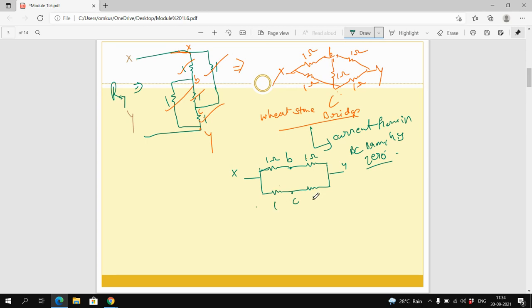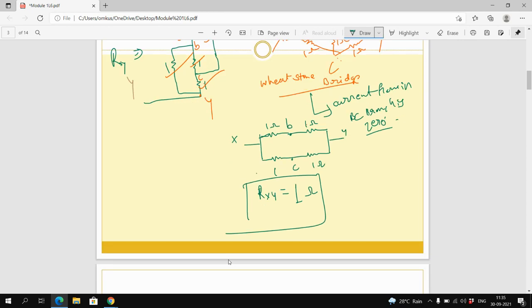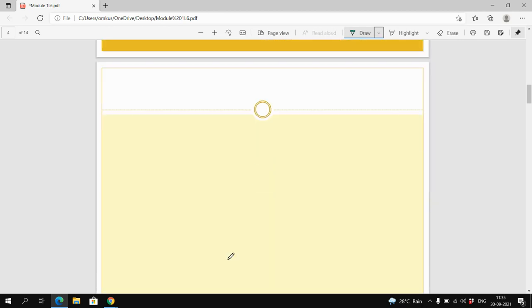Now calculate this. You will get 1 plus 1 connected in series, so this is 2 ohm, and this is also 2 ohm, and these 2 and 2 are connected in parallel. So the net equivalent resistance between the xy nodes is 1 ohm, okay? I hope this is also clear to you.